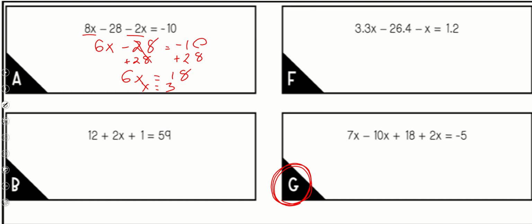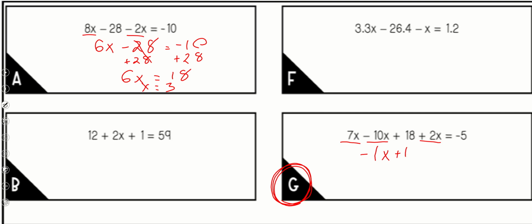All right, so we combine our like terms. In this case, I've got 7x, a minus 10x, and a plus 2x. I would just kind of work my way from left to right. Okay? So 7 minus 10 is negative 3. Negative 3 plus 2 is going to give me negative 1x. Everybody with me on that part?